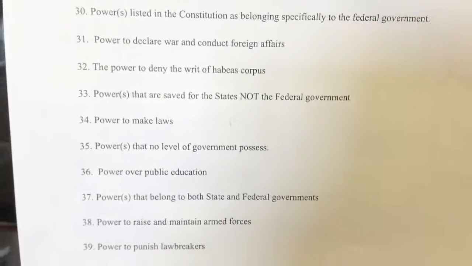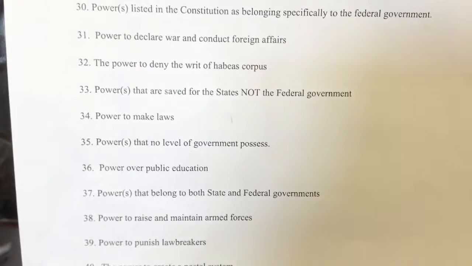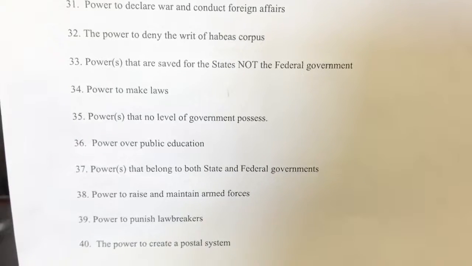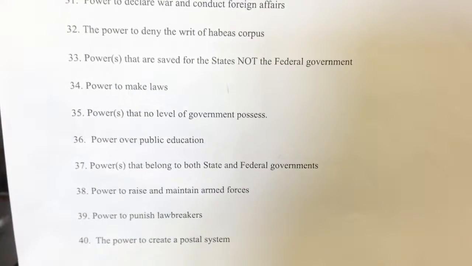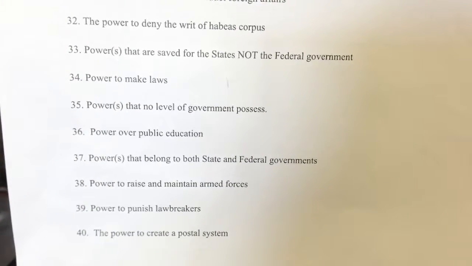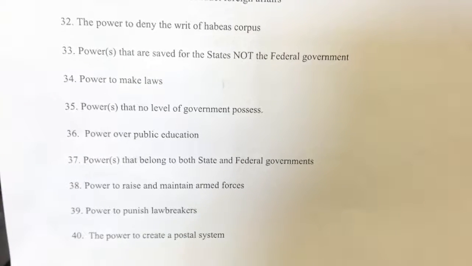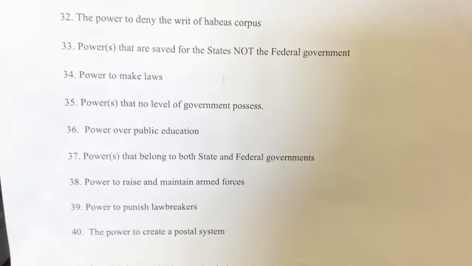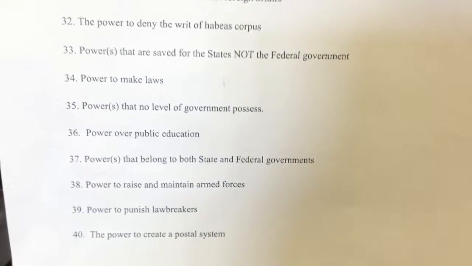Which one is it? Number 37, power or powers that belong to both state and federal governments. 38, power to raise and maintain armed forces. 39, power to punish lawbreakers. And 40, the power to create a postal system.